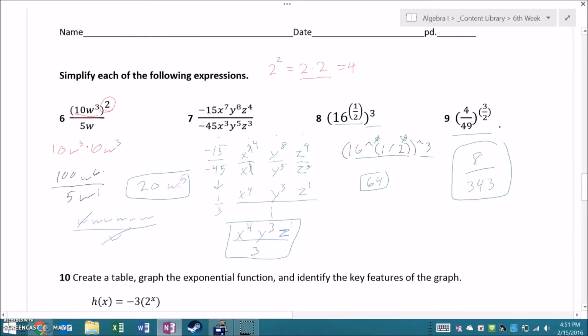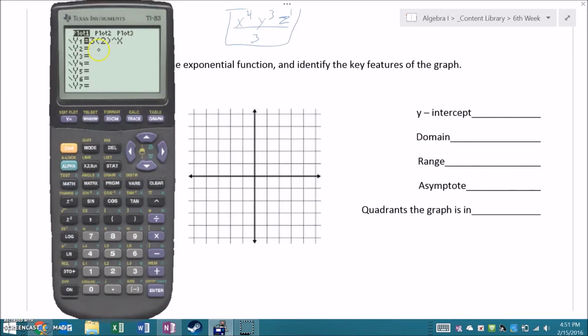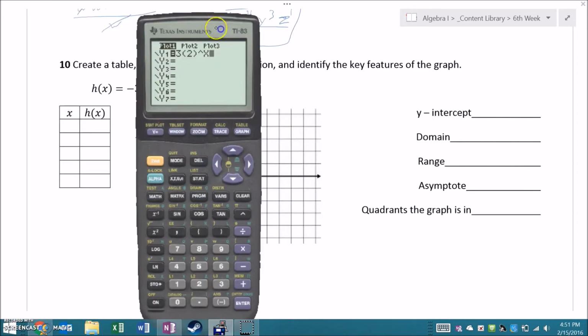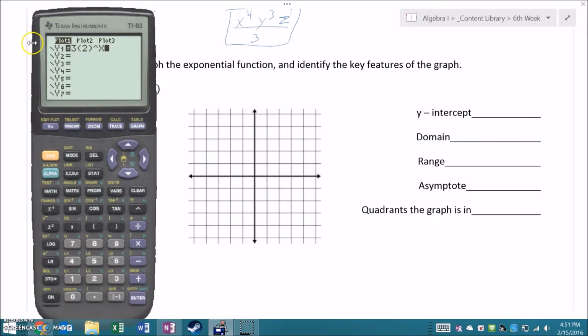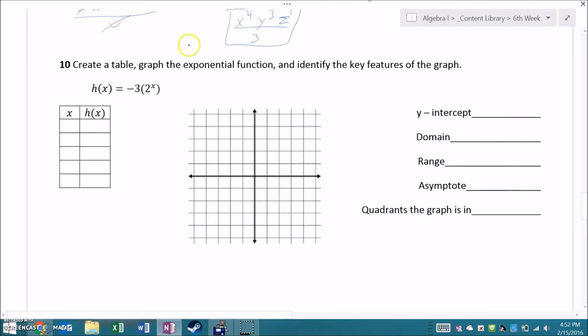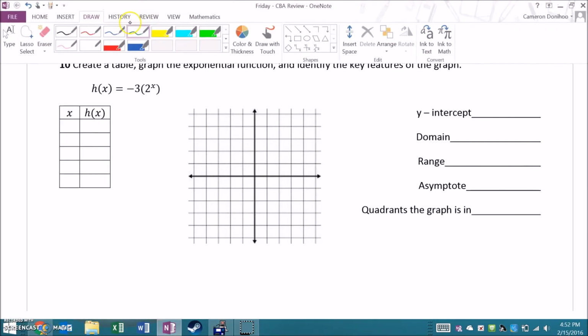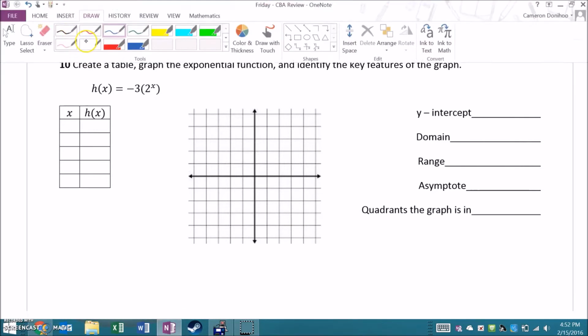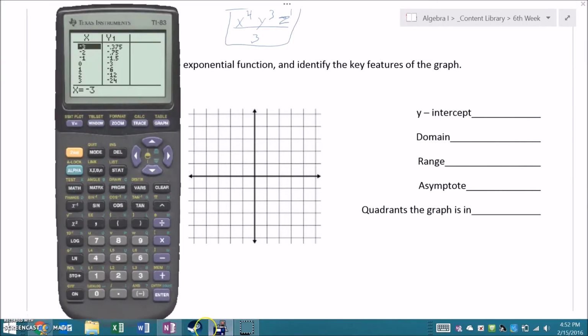There we go. Alright, moving on to number 10. Alright, here I have the function entered in for number 10. It doesn't matter if you have the x on the inside or the outside. Whoops, forgot a negative here. Let me go back and fix that. And then I'll pull up the table. Okay, so what we're dealing with here is an exponential function. I've already entered it into the calculator. I'm looking at the table now.